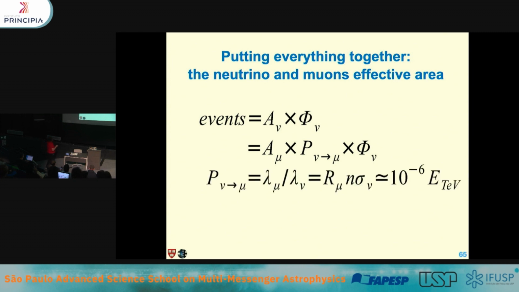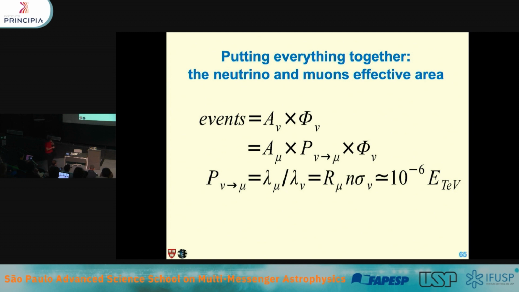And what is the probability that a neutrino converts to a muon in the vicinity of my detector? That is the ratio of how long the muon travels, so the distance it has to reach, divided by the neutrino interaction length. So that is the muon range, the distance that my muon will reach my detector, times this quantity, which you computed yesterday. This is the inverse of the neutrino interaction length, n times sigma.